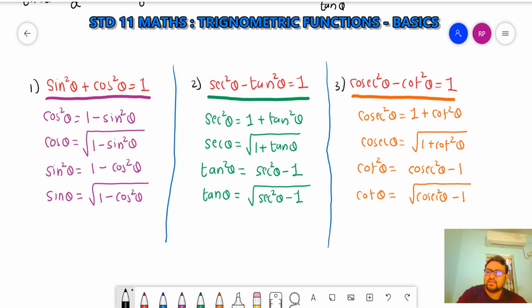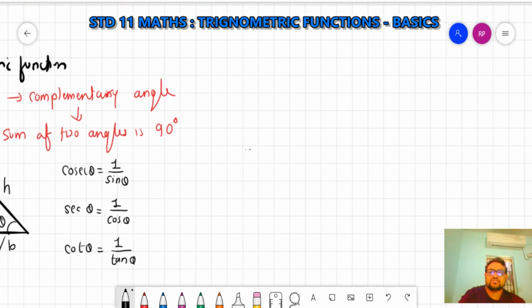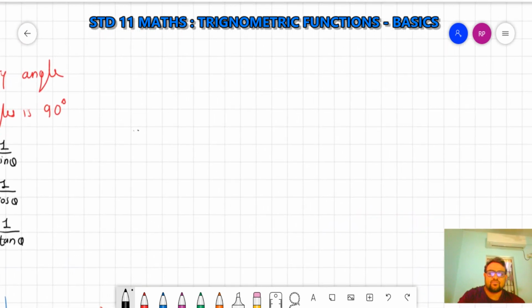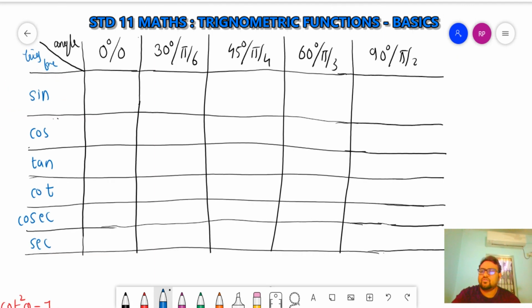Okay, now let's see the values of sine, cos, and tan for some specific angles. First, 0 degree or 0 radian. Clear? Degree it will be 0, in radian 0 radian, same. 30 degree, that will be equal to pi by 6 radian. 45 degree, pi by 4. 60 degree, pi by 3, and 90 degree, pi by 2.